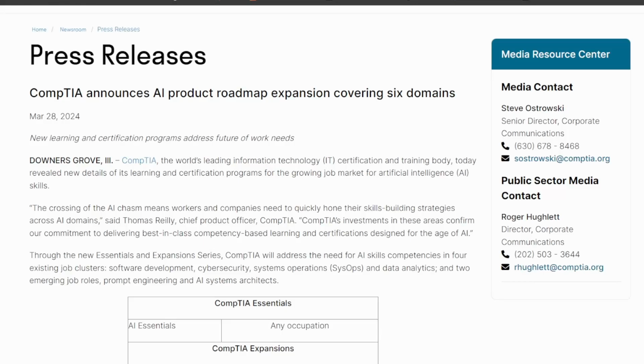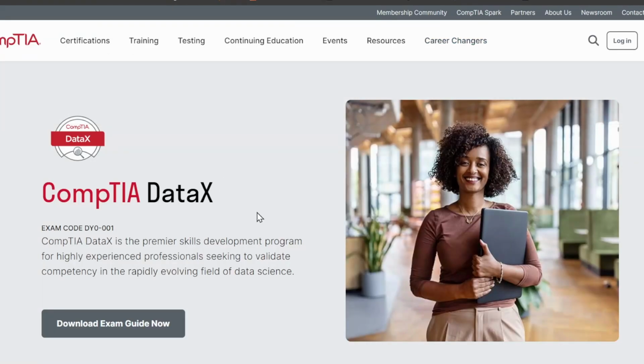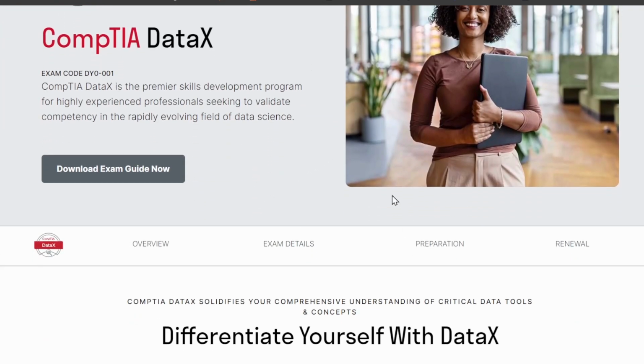Beginning of the year, CompTIA had a press release that they're going to be rolling out a bunch of new certifications. A couple weeks ago, they had another press release with even more new certifications. Now, I'm not talking about the Data X and the Data Sys certifications, which I'm not sure if you guys have seen before, but these are somewhat new certifications.